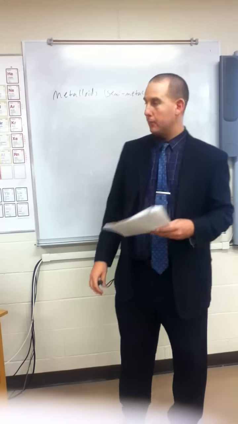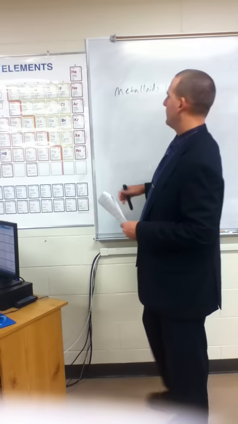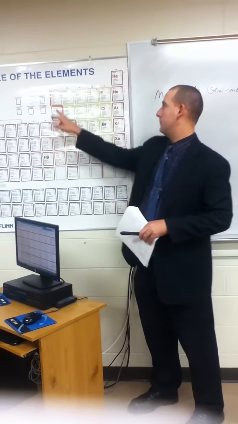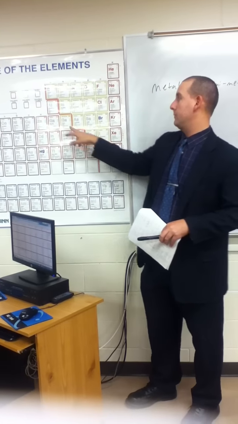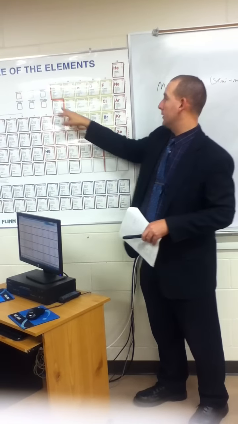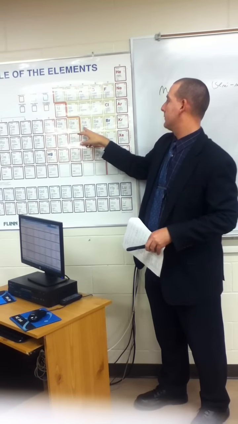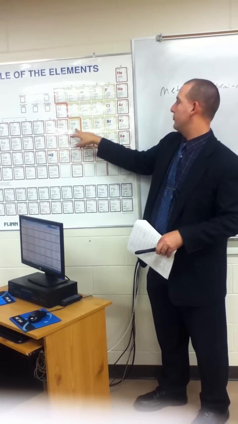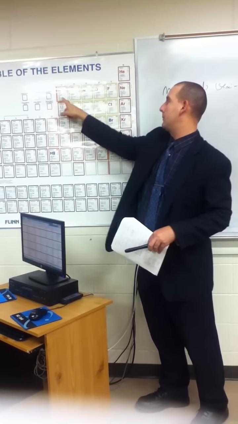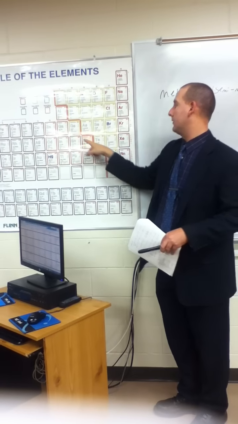All right, and the 6 metalloids you need to know. The easiest way to remember it is Bob sits as teacher gets subway. So B, Si, As, Te, Ge, Sb. It goes in order. Bob sits as teacher gets subway.